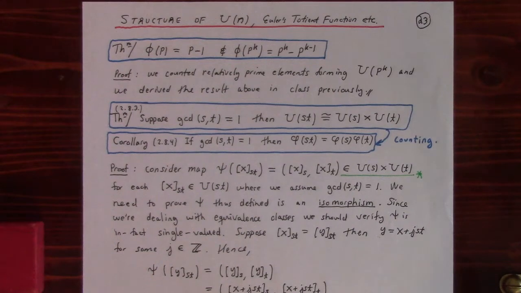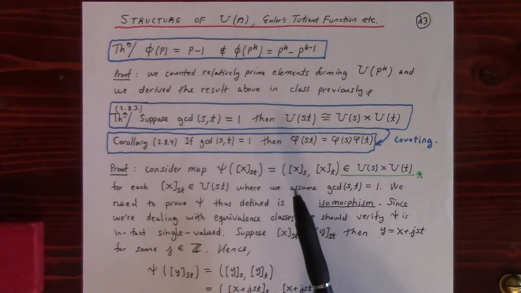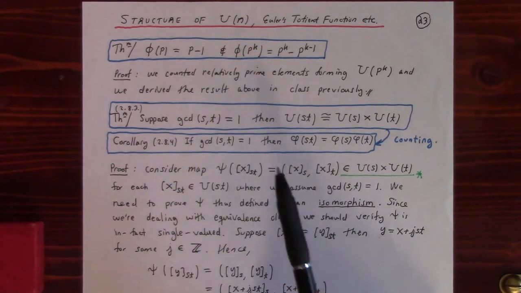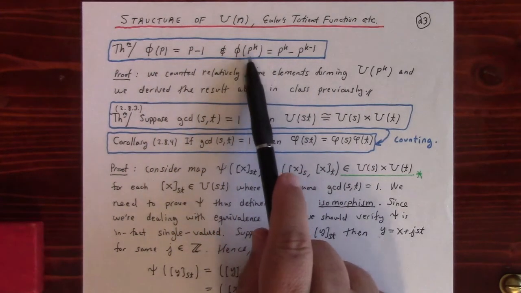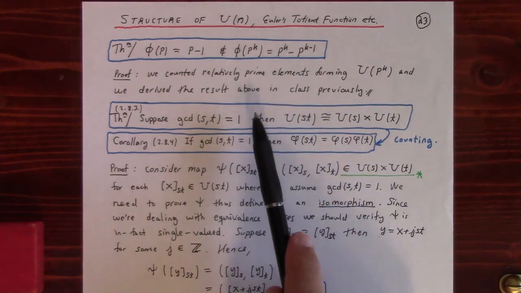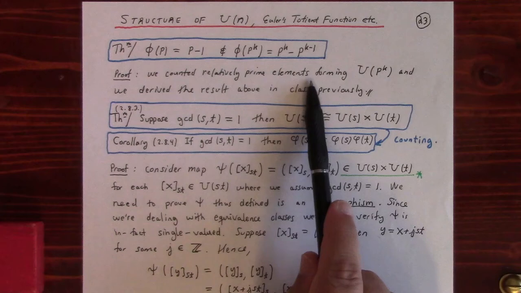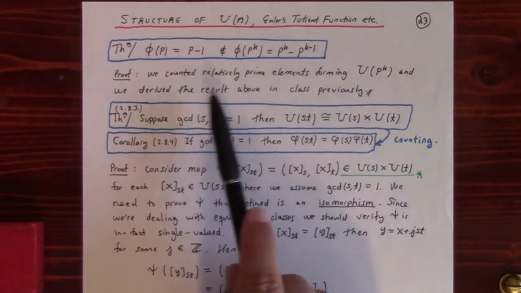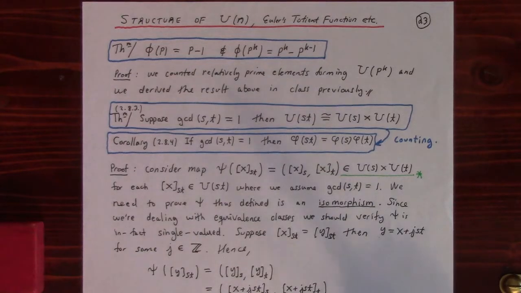All right, so this brings us finally back to what I've been teasing about for a while, which is the structure of U(n), and Euler's totient function, etc. We have noticed before that phi of a prime is p minus 1, and that phi of a prime power is the prime power minus 1. And our proof of that was basically just counting the relatively prime elements forming U(p^k), and we derived the result above in that previous class, right?